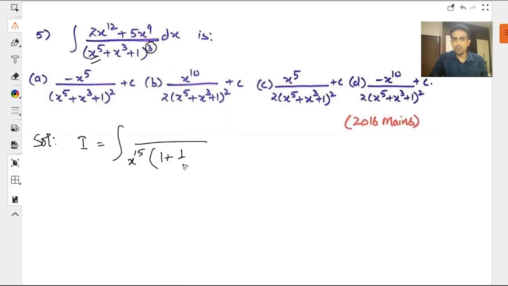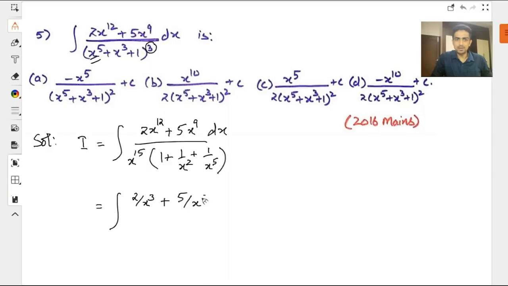Inside we have 1 by x square, 1 by x power 5. So far, you might be feeling afraid. Yeah, if it is not like a good thing, then I'm telling you, just have faith in me. It will be good. It will be really nice. Okay, let us see. Divide it. You get 2 by x cube, 5 by x power 6, divided by 1 plus 1 by x square plus 1 by x power 5. Guys, I'm feeling that happiness.